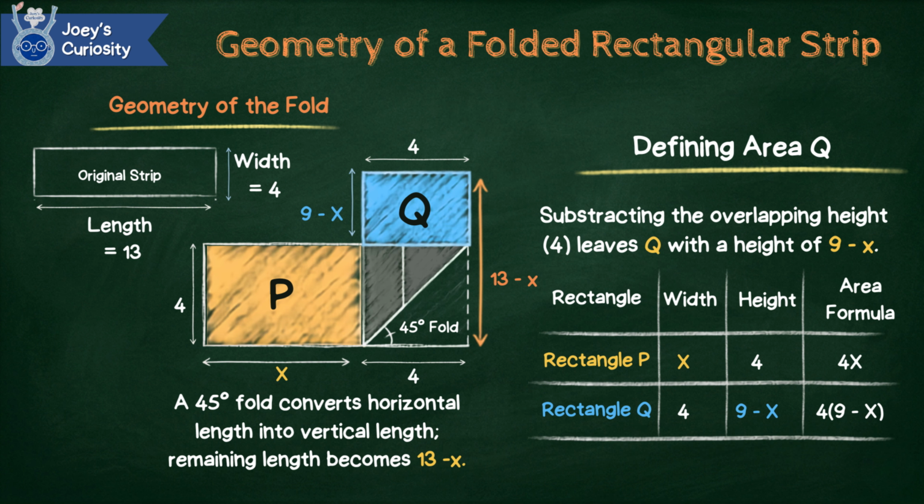First, let's look at the bottom rectangle, which we'll call P. It has a known height of 4 and an unknown width of x. So what's our starting area? Well, it's literally just 4x.